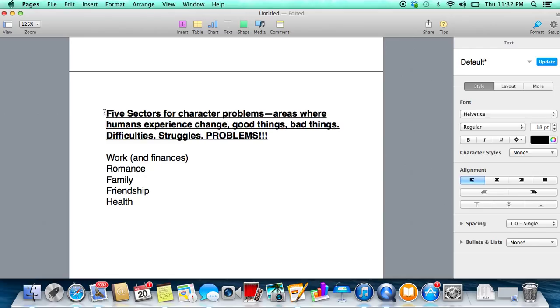And this is something that I've come up with, five sectors for character problems, and I think it's really important to establish what your character's issues are going to be, and I find that these are the areas where humans experience change, and therefore good things and bad things, difficulty, struggles, problems. So: work, romance, family, friendship, and health.